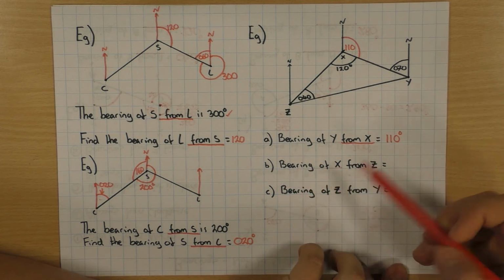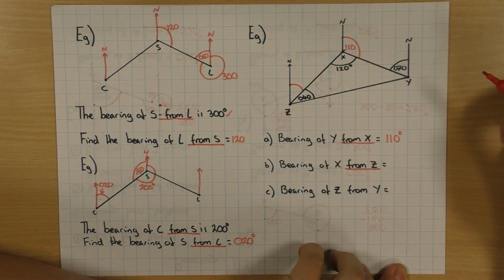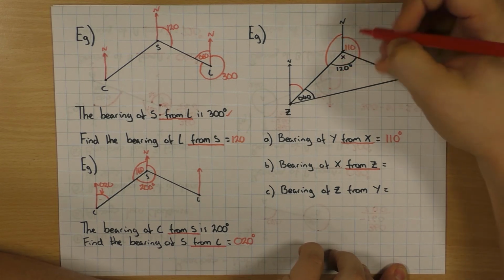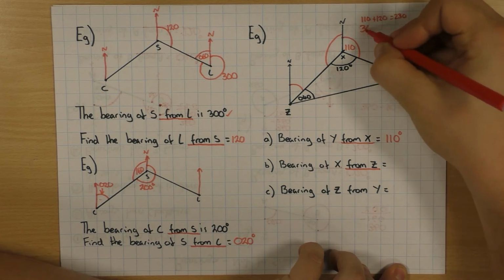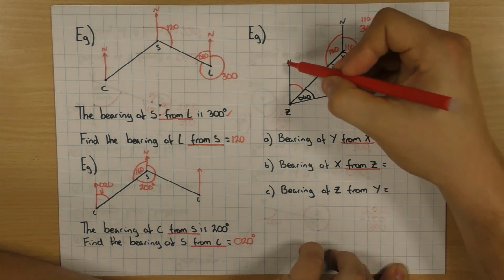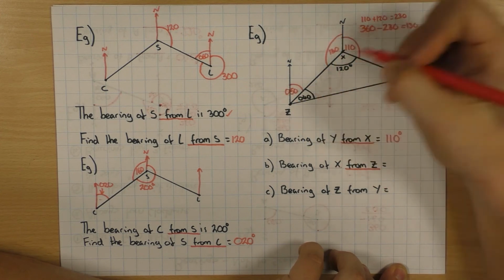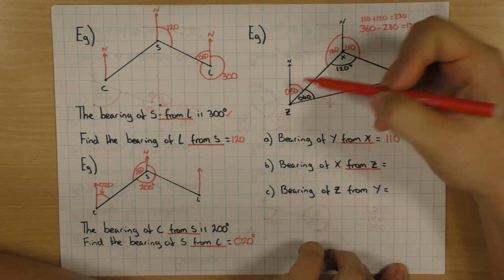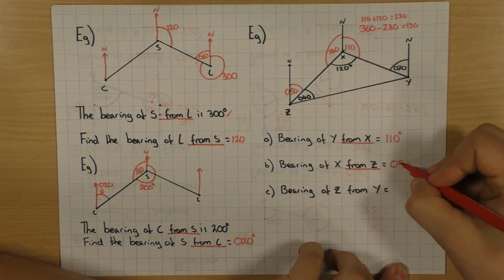Part B, it wants the bearing of X from Z. So there's Z going to X. So from Z north clockwise, I need to work out that angle. Well, if that's 110, that's 120, I can work out this missing angle here. These two, so 110 plus 120 will equal 230. Take that away from 360. Leaves me with 130. So this angle there would be 130. And then using the interior rule again, that's 130, obviously need to get to 180, so this must be 50 or 050. So remember, the bearing of X from Z, so from Z north to X, that's going to be 050 degrees.